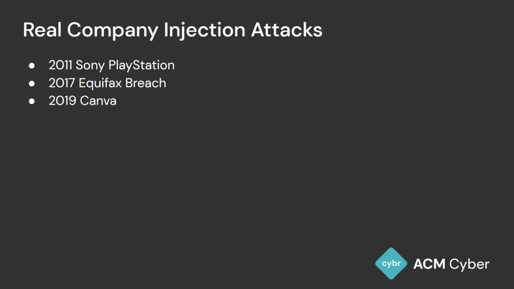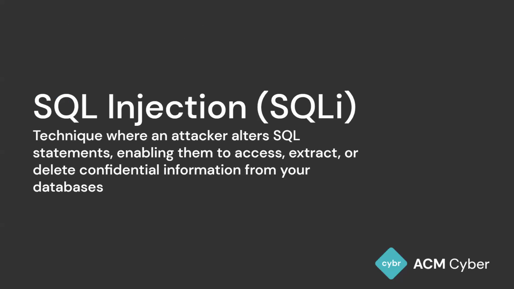Other ones are the 2017 Equifax breach. That one was a pretty large one. And then the 2011 Sony PlayStation breach, which is not as recent, but it's still out there. So these are just real company injection attacks to give you a feel of the real information that was compromised because of this vulnerability.